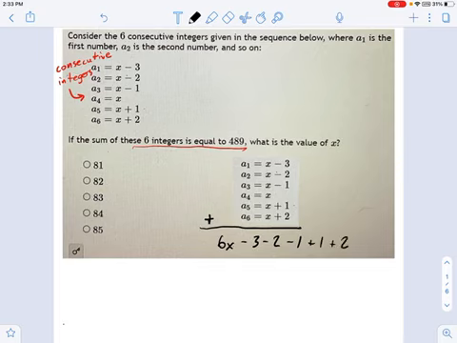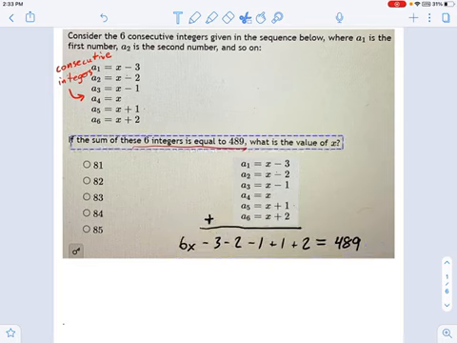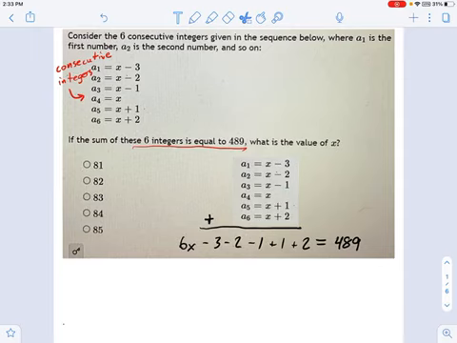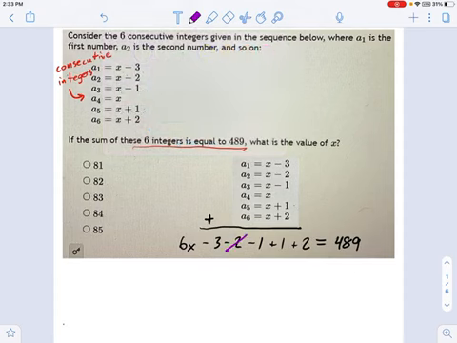Okay, that's going to be the sum of a1 plus a2 plus a3 and so on. And that is equal to 489. So if you look at what I've done here, I translated that sentence right here into numbers. I made this new equation. And the nice thing about this particular equation is a bunch of these things are going to cancel out, right? Minus 2 plus 2, minus 1 plus 1.